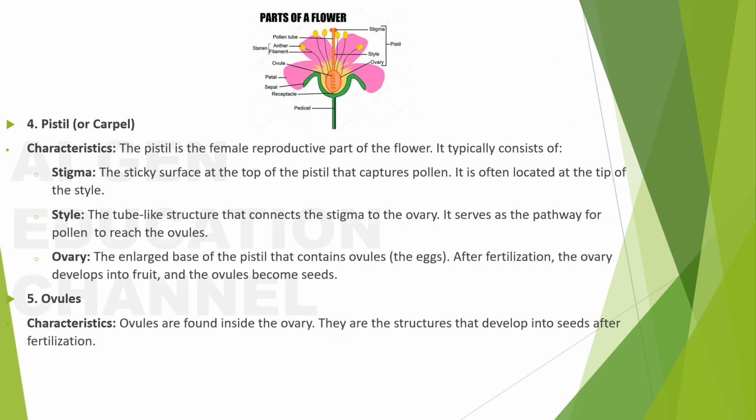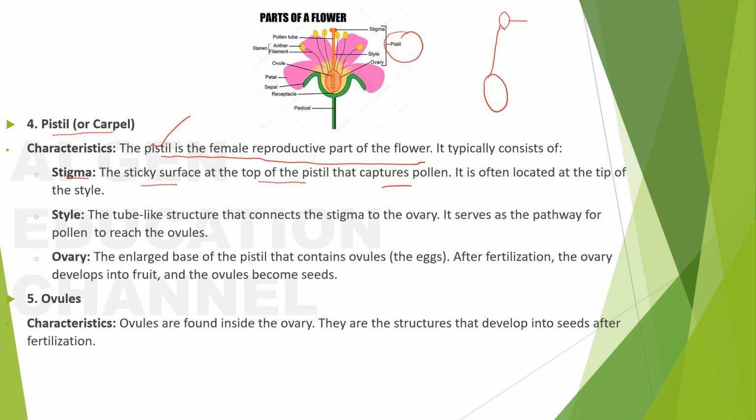Okay. Now next comes the pistil or carpel, right? What did I say? Pistil is the female reproductive part of the flower. Again Olympiad question, right? And it typically consists of the stigma, the sticky surface at the top of the pistil that captures the pollen. Okay, see, this is the pistil. This is the stigma, style and ovary. Okay, this part is the ovary.